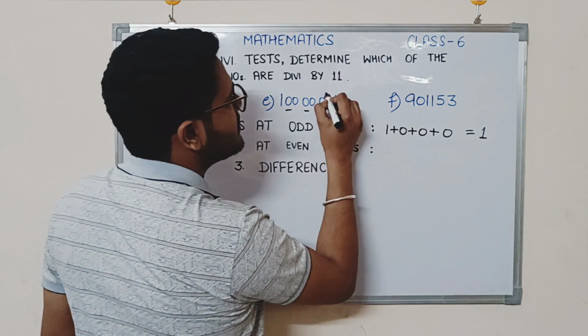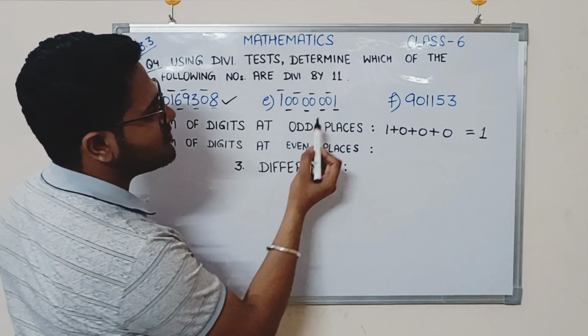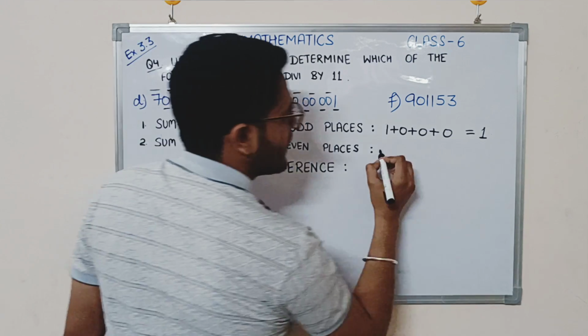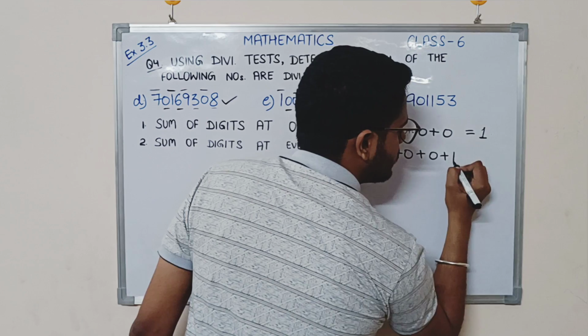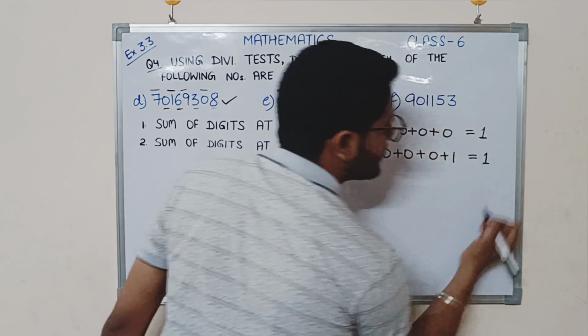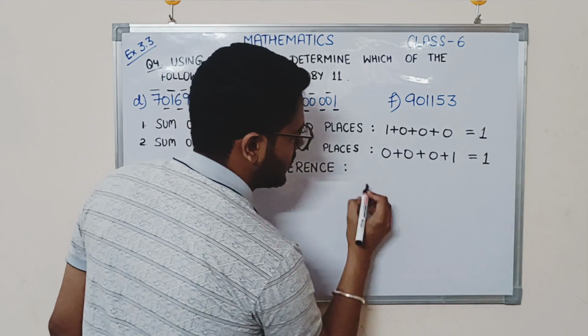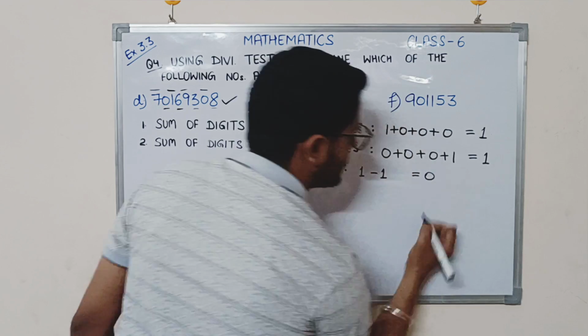Even places will be second, fourth, sixth and eighth. Right. So the sum will be 0 plus 0 plus 0 plus 1. Again the sum is 1. Final step, difference. The difference will be 1 minus 1, which is nothing but 0.